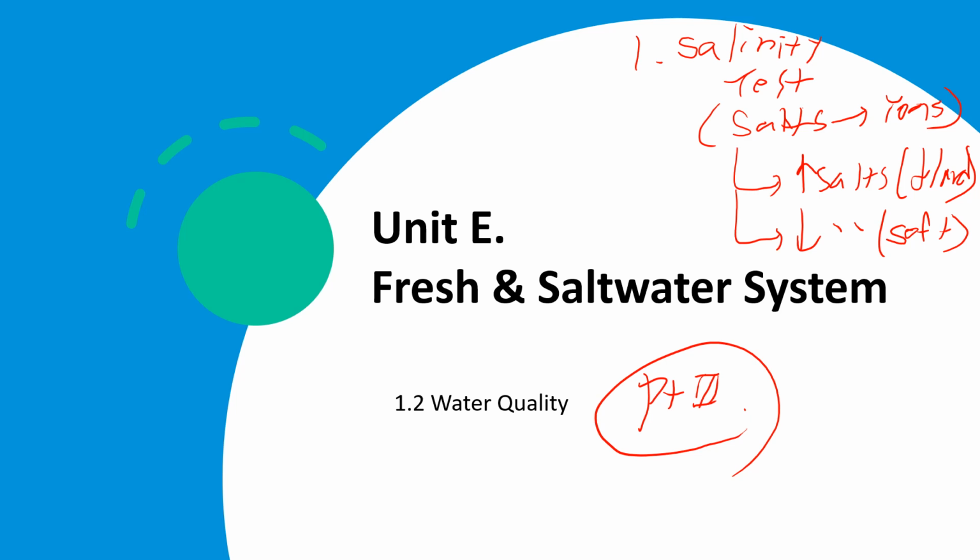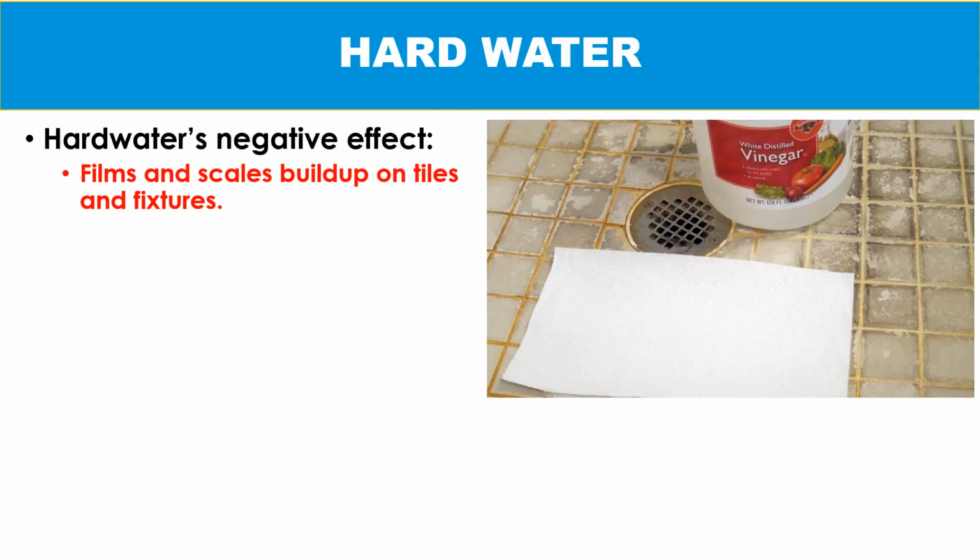We're continuing our lesson from where we left off. First things first, have you wondered how we can clean some of those nasty buildups of sediments that you see on the tile or between the tile? The answer is pretty much visible in this diagram. We need to use vinegar because films and scales that build up on the tile and fixtures are theoretically one of the negative effects of hard water, which are sediments.